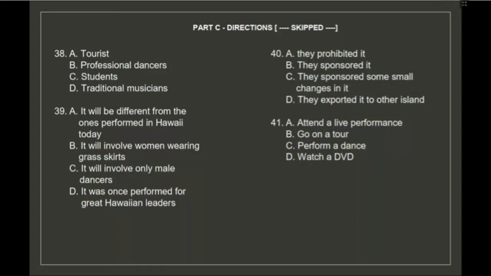Questions 38 to 41. Listen to a part of a talk about a type of dance. Good afternoon. In today's class, we're going to continue our discussion of dance around the world with a look at the hula, a dance of the Hawaiian Islands. And we'll see a video of a traditional hula dance.